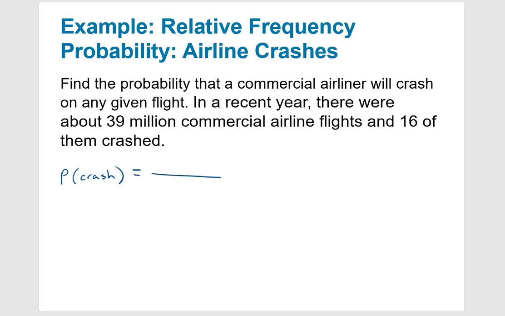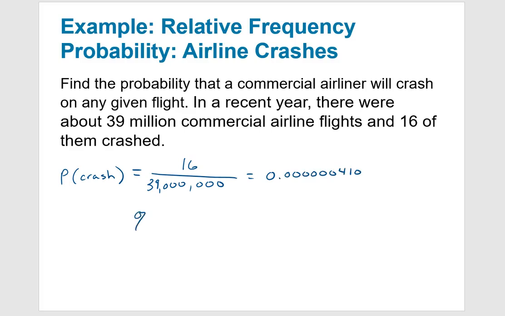Now, in a recent year, there were about 39 million commercial airline flights and 16 of them crashed. So 16 out of the 39 million flights. That's an extremely, extremely small number, right? And if I put that in my calculator, I actually did, I have 1, 2, 3, 4, 5, 6. So that's going to be 0.123456410. And so that's the probability.